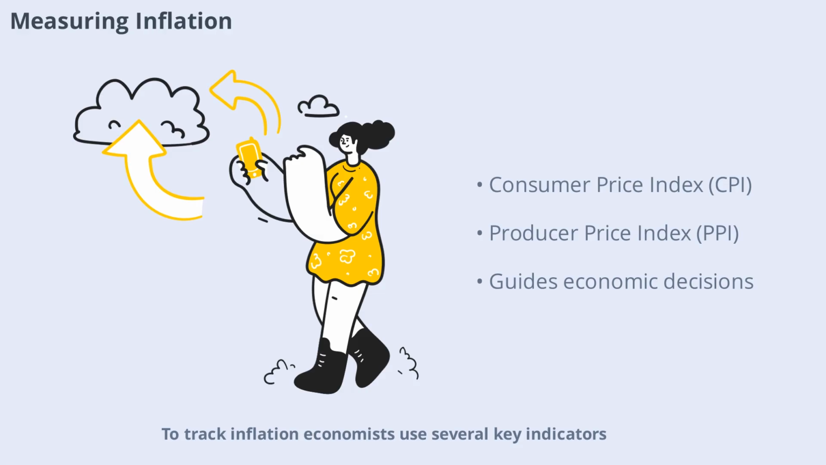Track inflation. Economists use several key indicators. The most common is the Consumer Price Index, or CPI, which measures the average change in prices paid by consumers for goods and services. Another important metric is the Producer Price Index, or PPI, which looks at price changes from the perspective of producers. These indices help governments and businesses make informed decisions about spending, investment, and policy. Accurate measurement is crucial for understanding inflation's true impact.